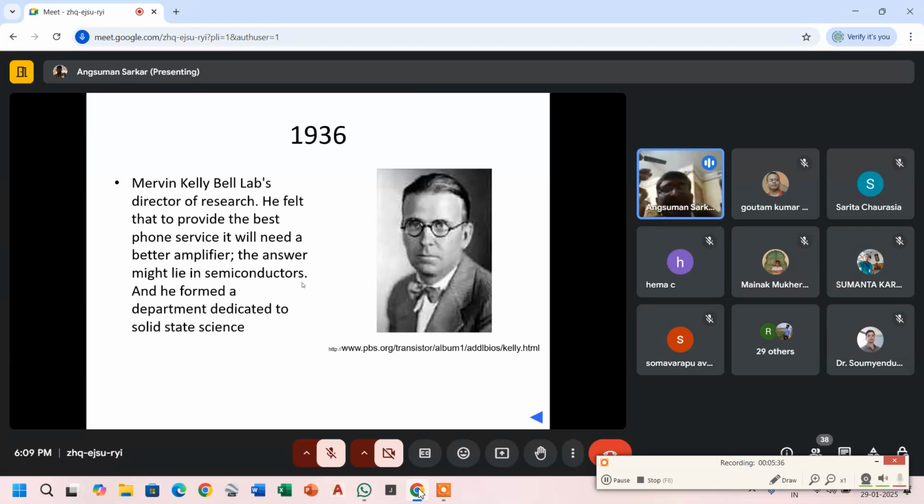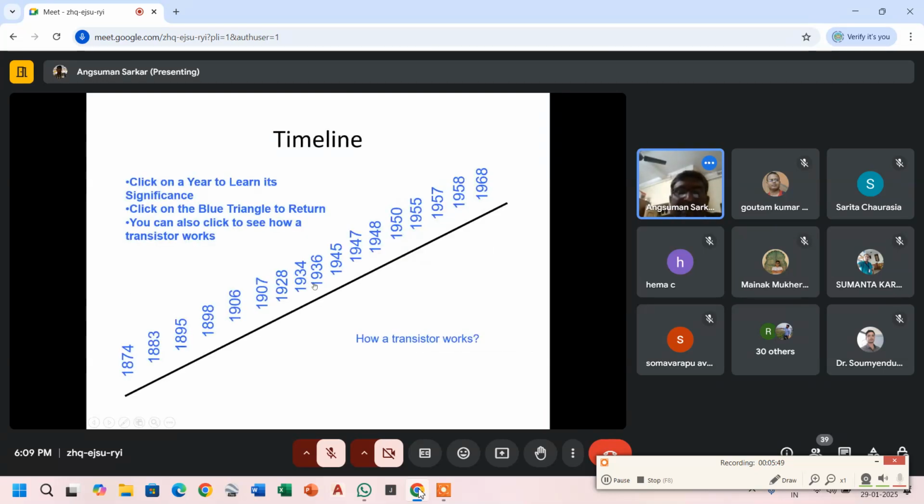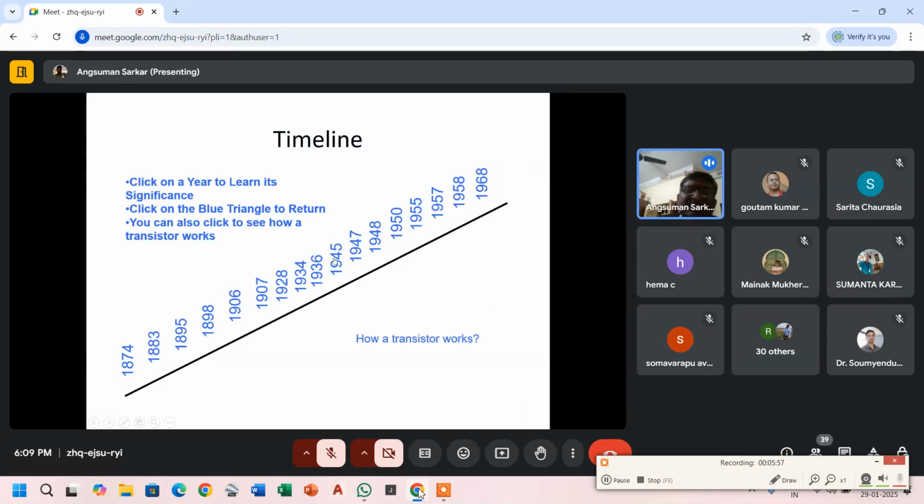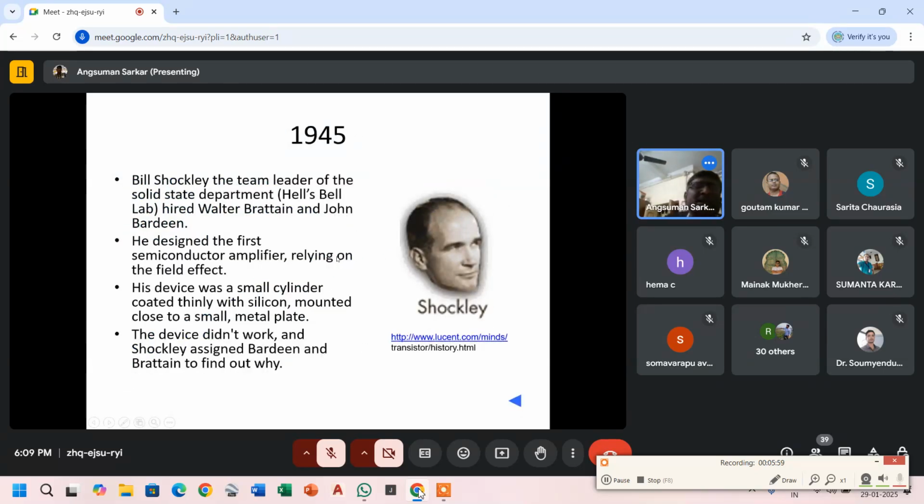So he formed a department dedicated to solid state science, and that is the starting of solid state engineering, or solid state devices, we can say. So it is Marvin Kelly of the Bell Lab who started these solid state devices, which later also became a separate subject called solid state sciences. That is in 1936.